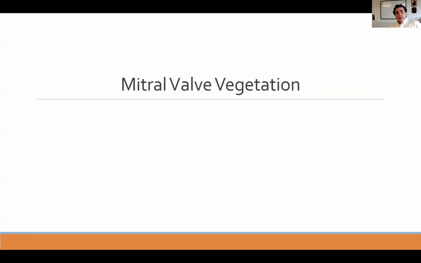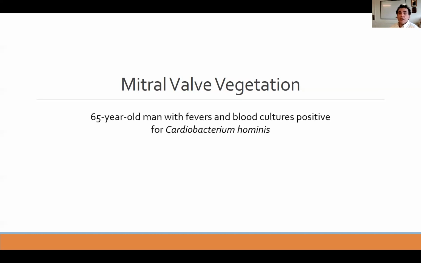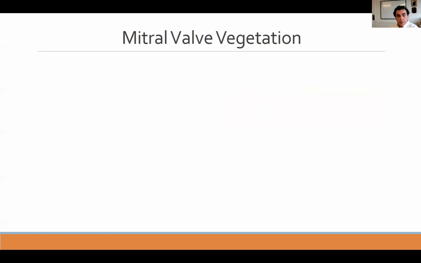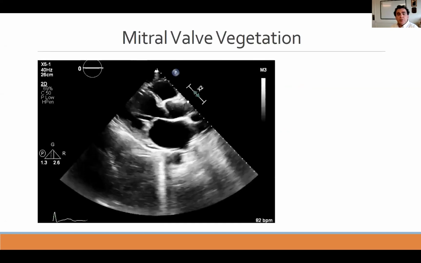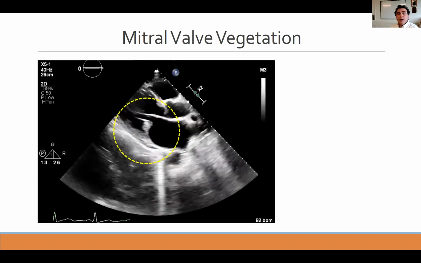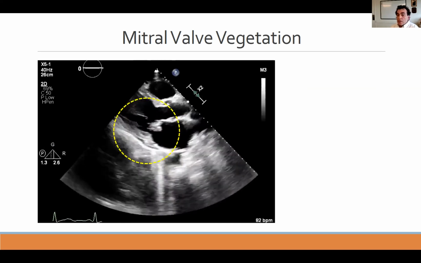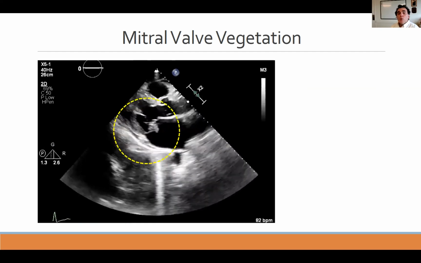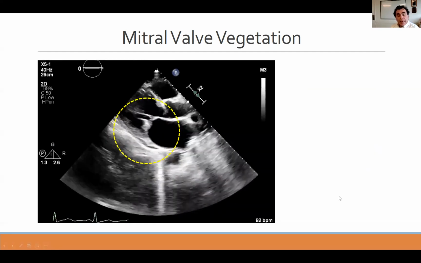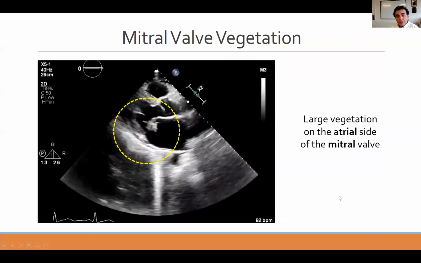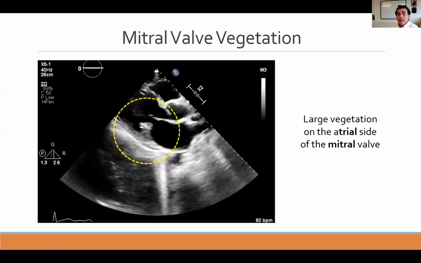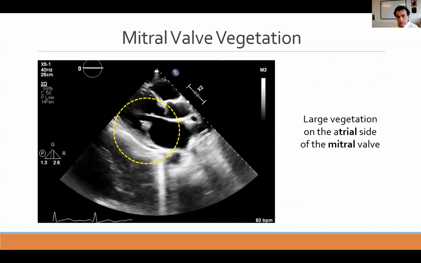Let's start with showing examples of individual vegetations on individual valves. Let's start with the mitral valve vegetation. A 65-year-old man with fevers and blood cultures positive for Cardiobacterium hominis. This is a parasternal long axis view, and you see that there is a very large vegetation on the atrial side of the posterior mitral leaflet to a large extent, and there is even a smaller mobile echo density on the atrial side of the anterior mitral leaflet. Large vegetations on the atrial side of the mitral valve are typical for mitral valve endocarditis.